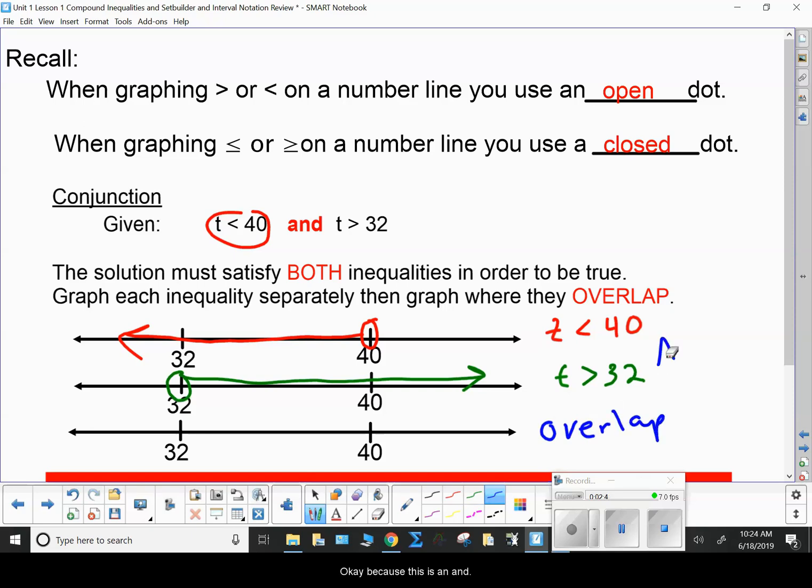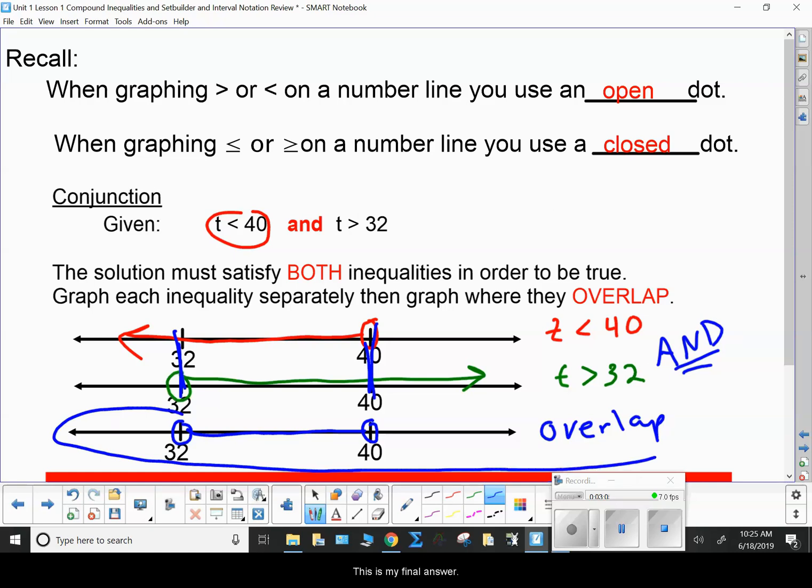Because this is an AND, I must satisfy both inequalities. I'm open on the 32, and I'm open on the 40, but everything in between is my answer. So this is how I find my overlap. I graph them separately. This one right here, this is my final answer. I don't want to see this as a final answer. Your final answer has got to be the actual overlap.